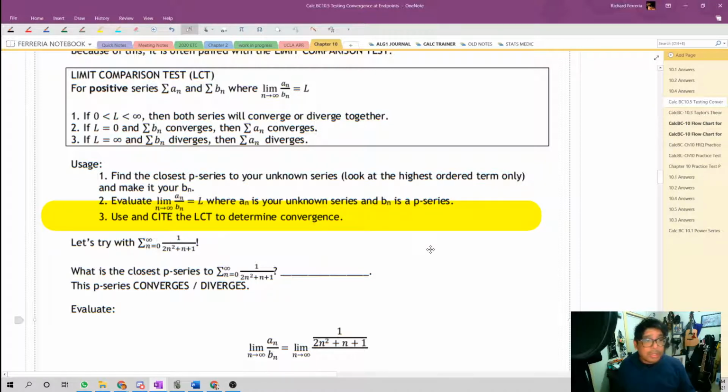Don't forget to cite the LCT, just like you want to cite the Leibniz test, just like you want to cite the ratio test, just like you want to cite the nth term test, just like you want to write the word geometric series. Write it down, tell people that you know what you're talking about.